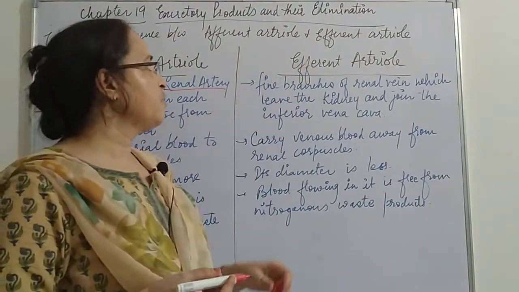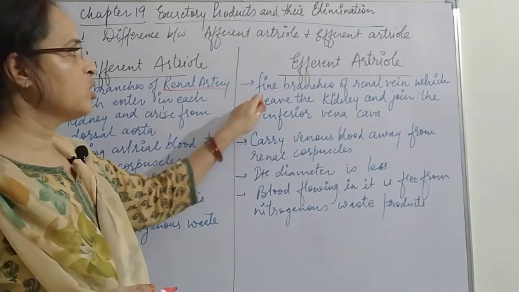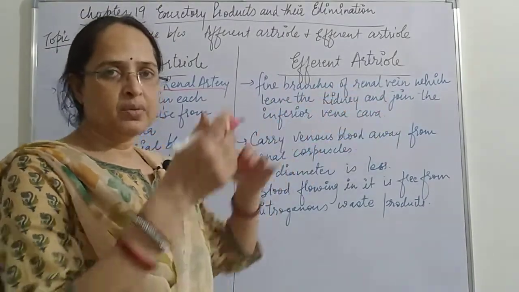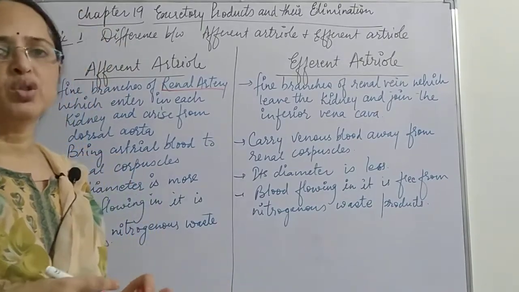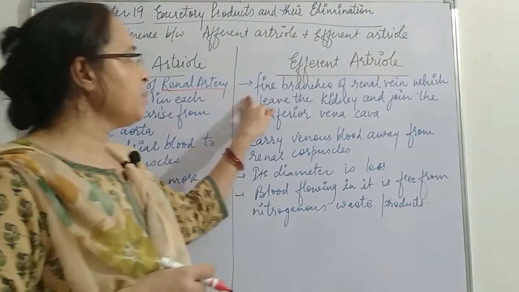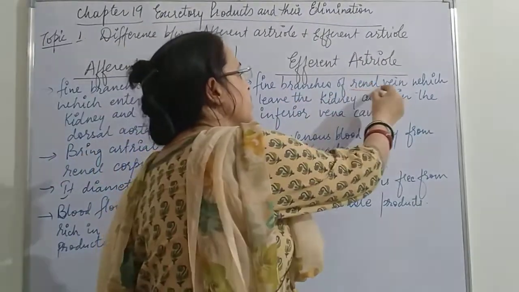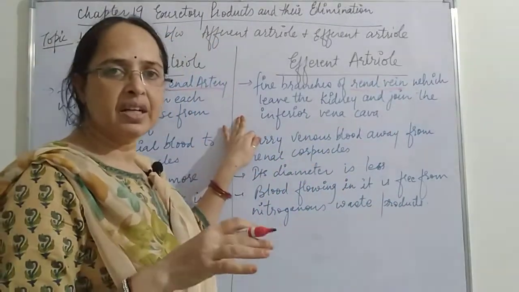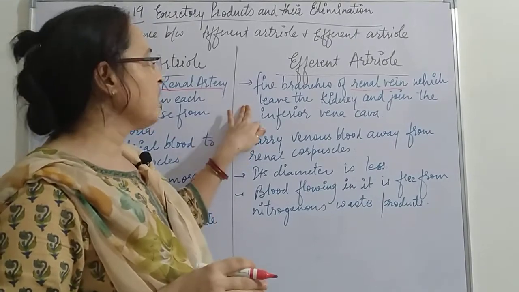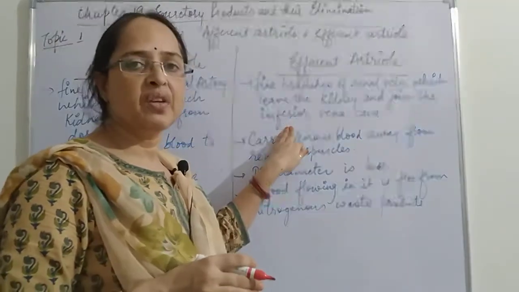Then we talk about the efferent arteriole. These are the fine branches of the renal vein, because when the blood goes out of the kidney, it joins the renal vein. So they are fine branches of the renal vein which leave the kidney, because the blood is leaving the kidney, and join the inferior vena cava.